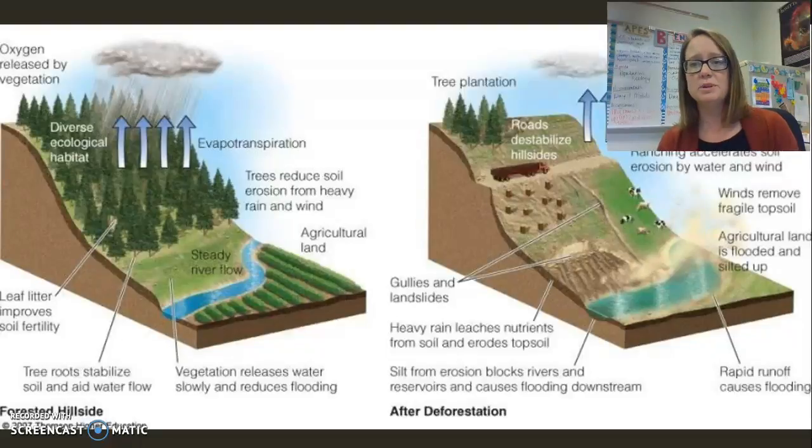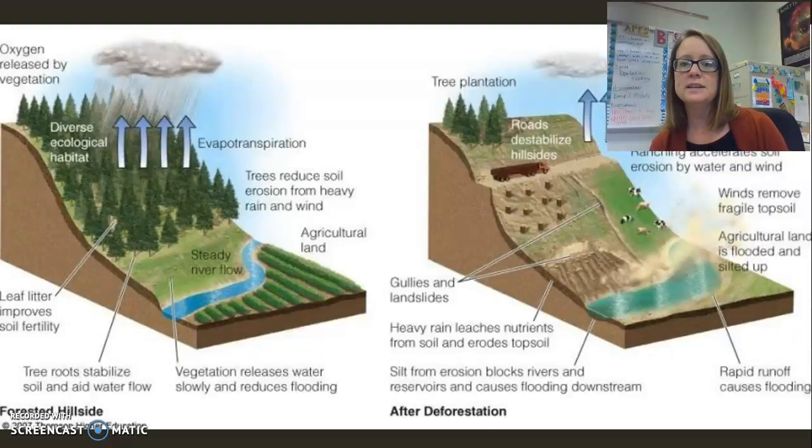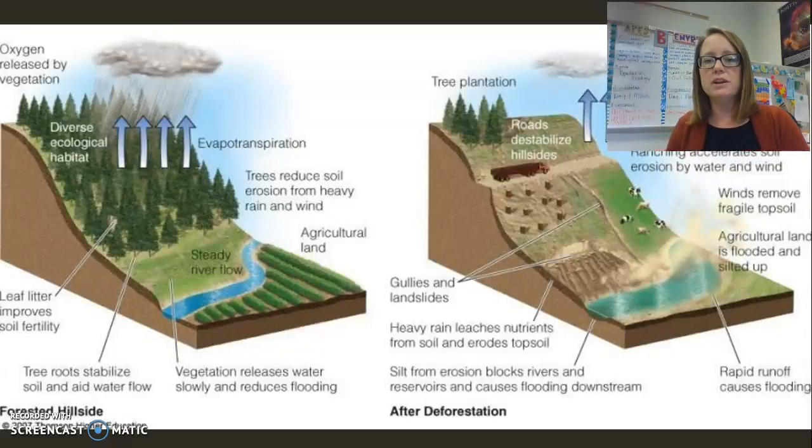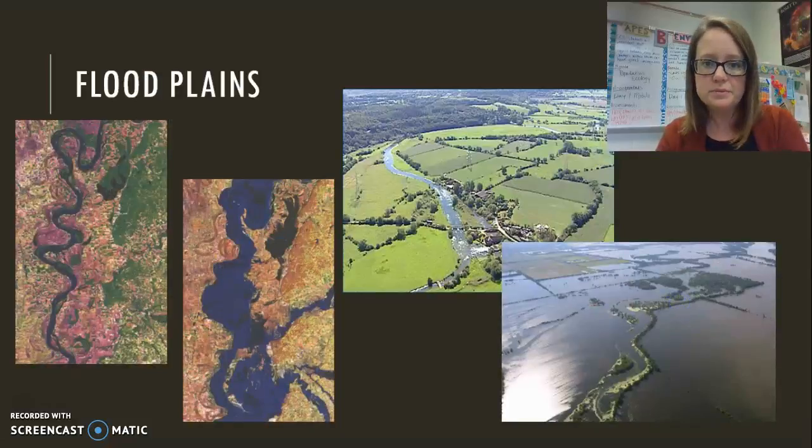If you look at the second picture on the right, where trees have been removed, there's landslides, there's gullies that have been formed by erosion because there's no vegetation to hold the soil in place. So as the sediment falls into the river, it's more shallow, so it's more likely to flood its banks. We also have more rapid runoff, so we tend to see more flooding with less vegetation.